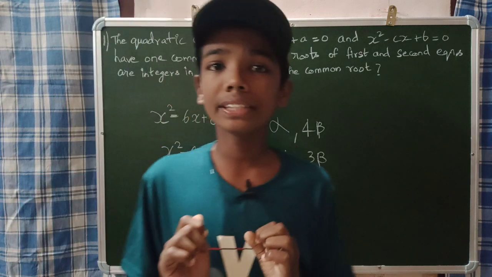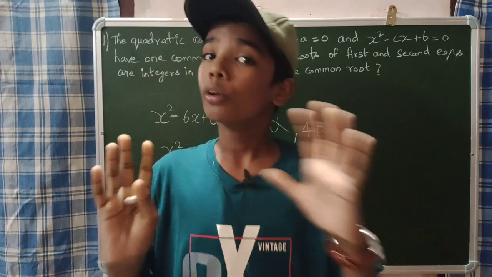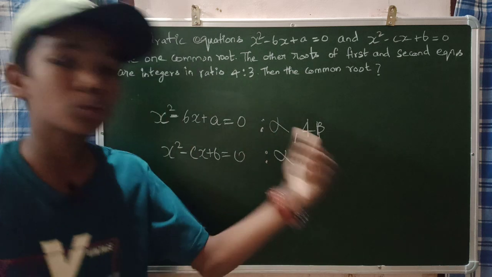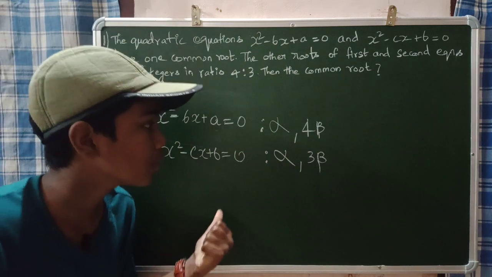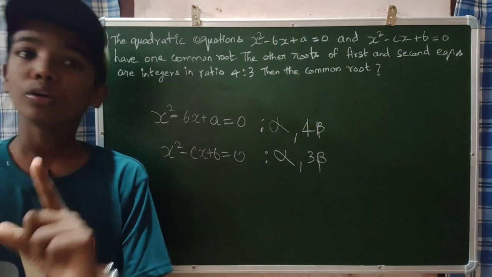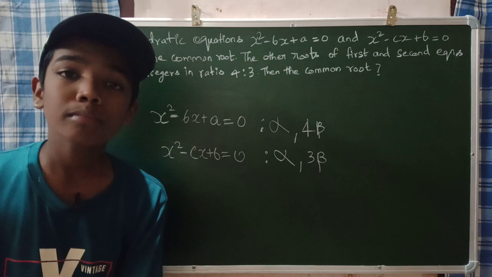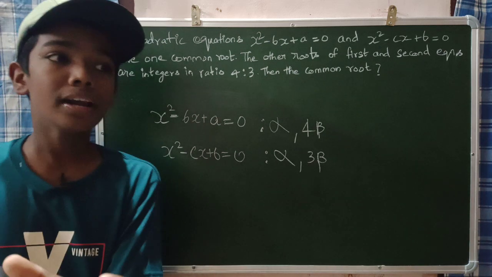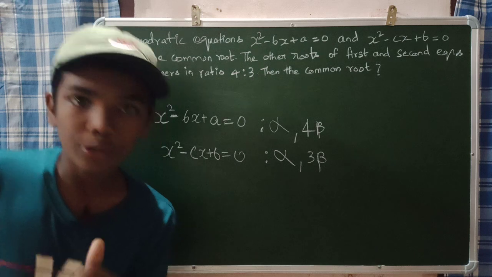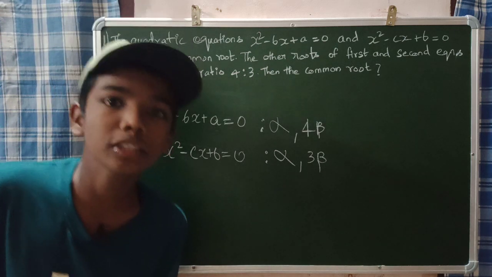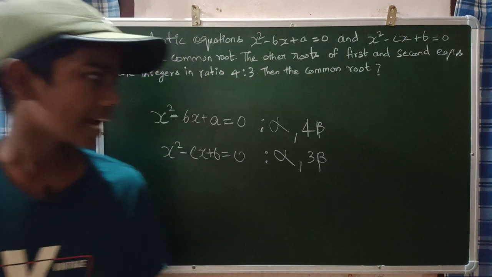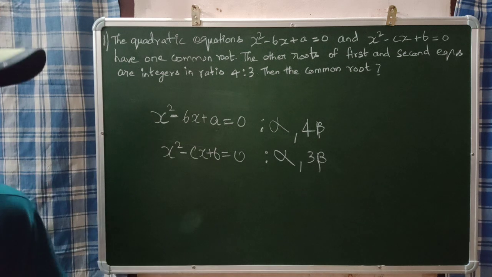I know you guys will think alpha and beta are the roots. No, alpha and 4 beta are the roots of the first equation, and for the second equation alpha and 3 beta are the roots. Don't think otherwise. That is why I am saying this, to warn you and as a precautionary measure. Okay? That is what I did. So these are all the roots.